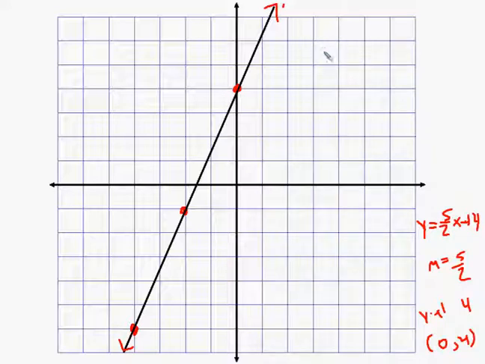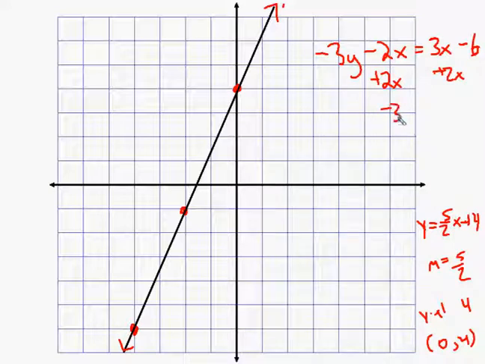All right, let's say I have negative 3y minus 2x equals, let's say, 3x minus 6. So in order to graph this, what do I need to do first? Solve for y. So yeah, we'll add 2x. So I'll get negative 3y equals 5x minus 6.